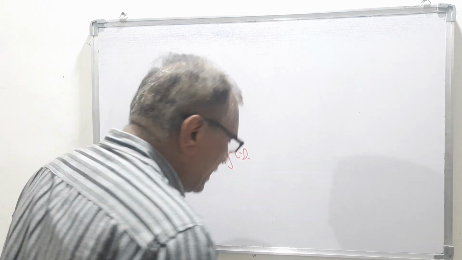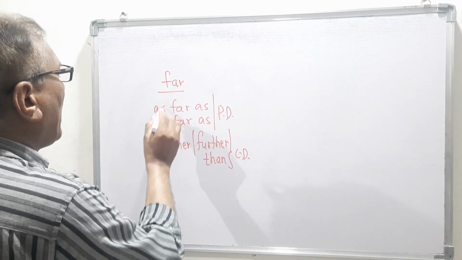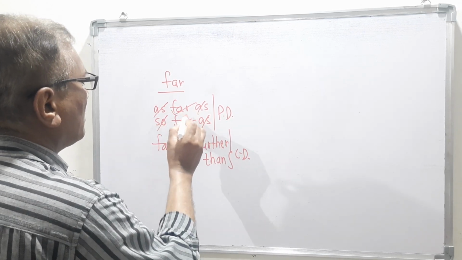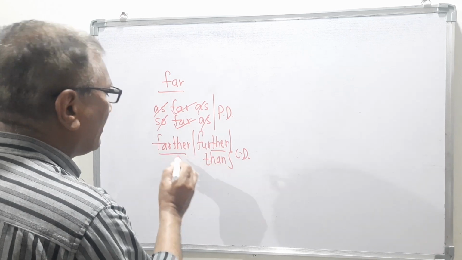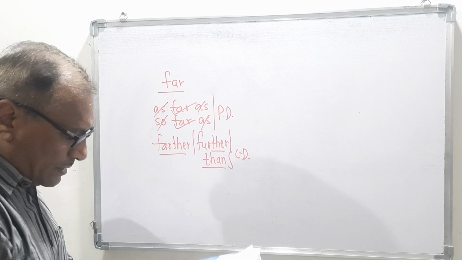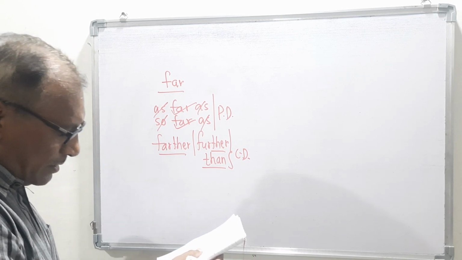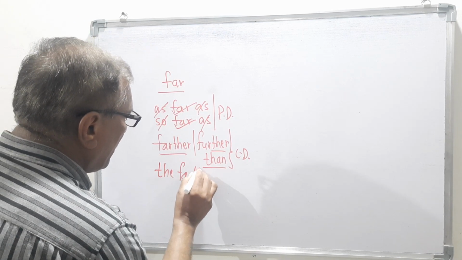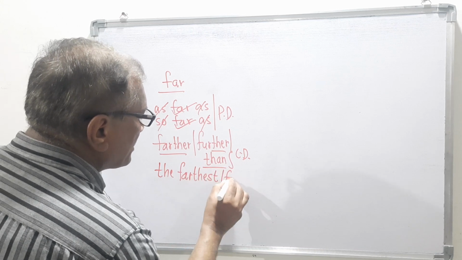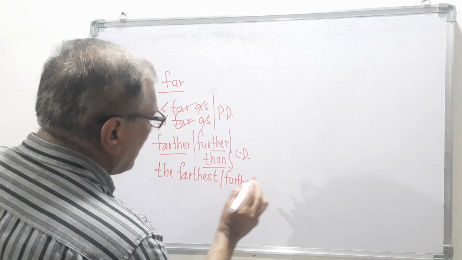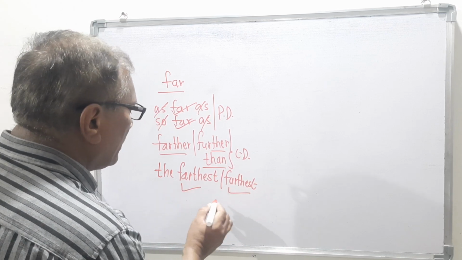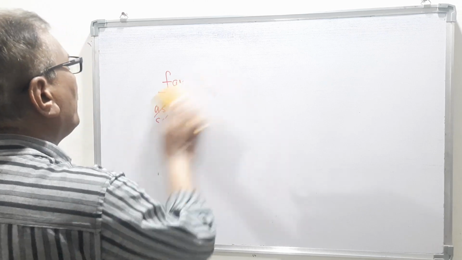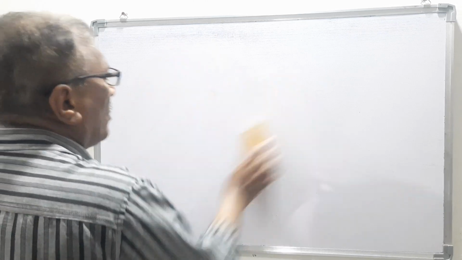So remember how we can make them. See, as, so as, in between there is the adjective, then further, and then than. This is the CD form, and farthest and furthest. The farthest, and the furthest. These are the SD forms. So in this way we can make the forms of the irregular words, and I am teaching you these forms.